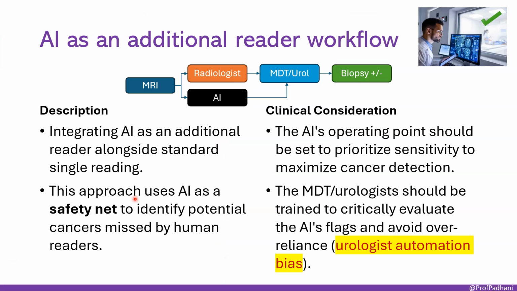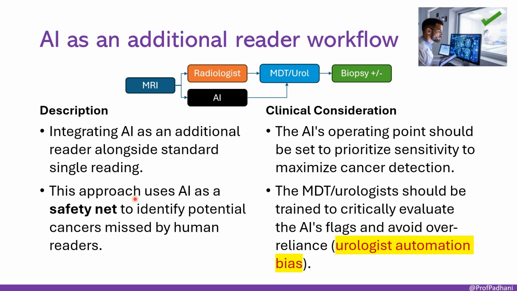Another approach is using AI as an additional reader or safety net. The radiologist performs their standard read. Separately, the AI analyzes the images, typically operating at a high sensitivity setting to minimize missed cancers. The AI flags any suspicious findings, particularly those potentially overlooked by the radiologist. The clinical consideration here is that the AI's operating point must prioritize sensitivity. However, this inevitably leads to more false positives.